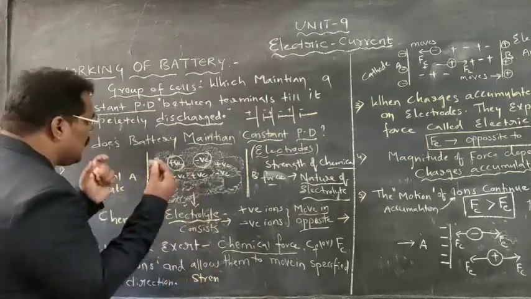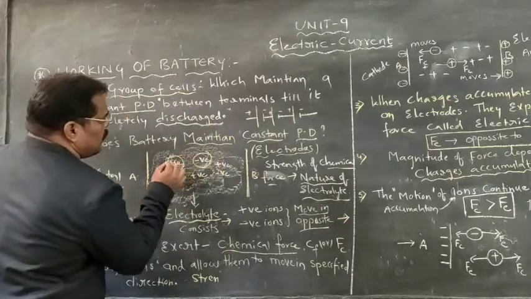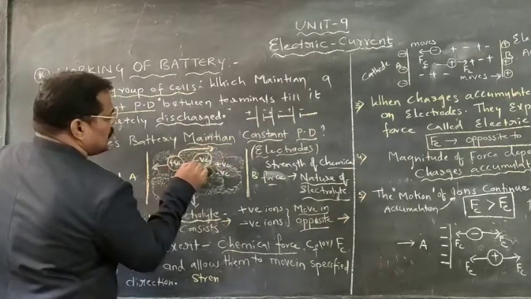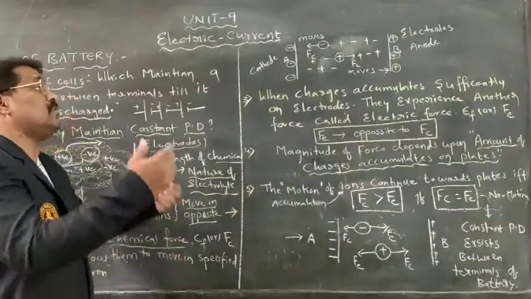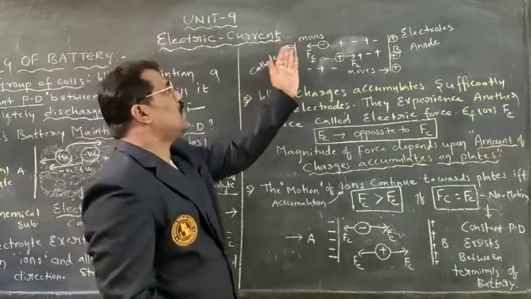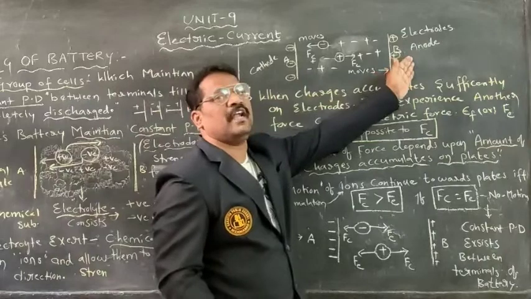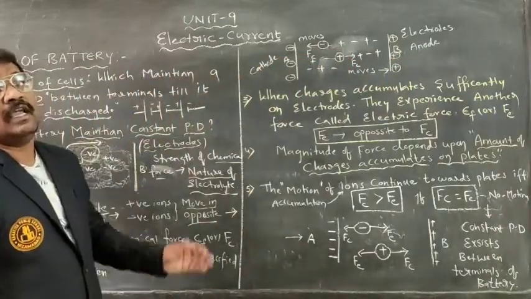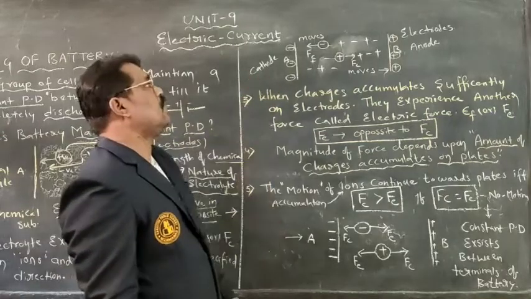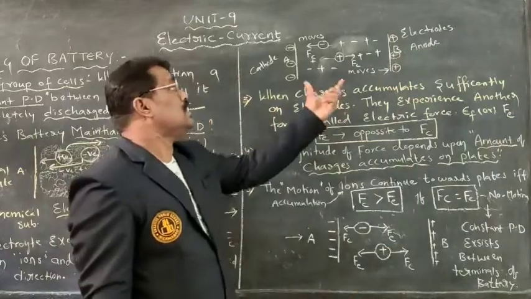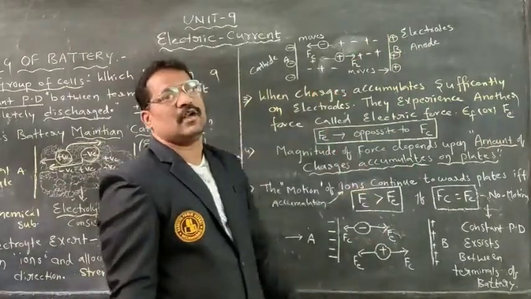The third point is that we see clearly that positive ions are moving in one direction and negative ions in the other. When charges accumulate, positive ions move towards plate B and negative ions move towards plate A, which is called the cathode. Plate A is called the cathode, plate B is called the anode. These two act as electrodes.